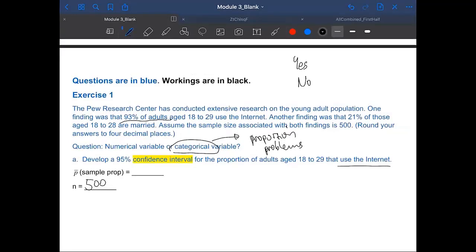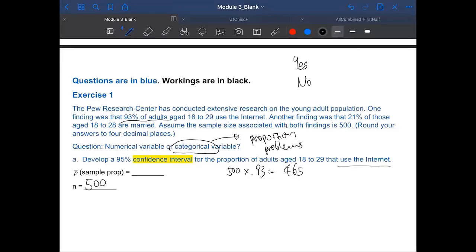465 people. Yes. So how did you get that number? You just use 500. I did 500 times 0.93. Okay, and what number do you have? 465. Okay, so do you think p-bar is 465 then? Maybe. So what is a p-bar?